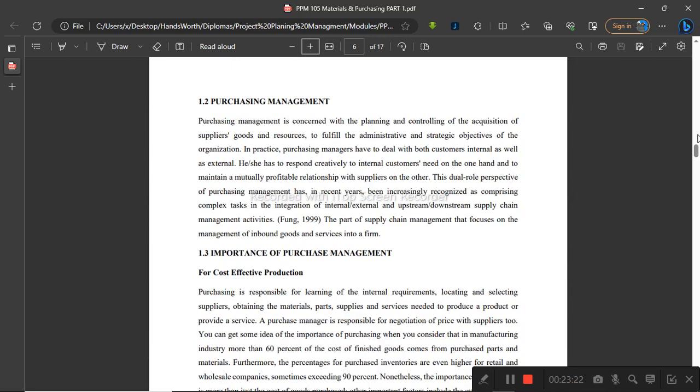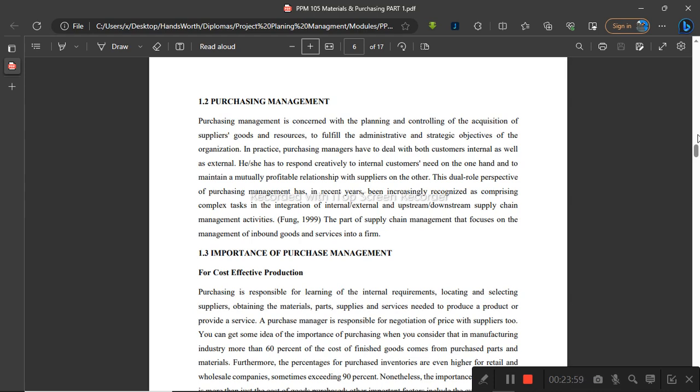So now that we have done some introduction on the terminologies under our course, we can begin by looking at the first part of our course, which is purchasing management. Purchasing management is concerned with the planning and controlling of the acquisition of suppliers' goods and resources to fulfill the administrative and strategic objective of the organization.